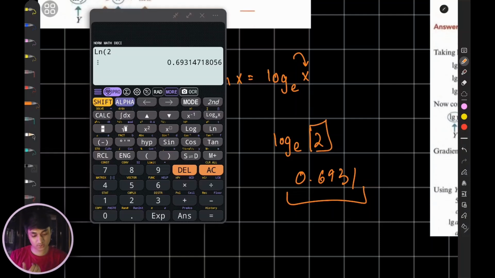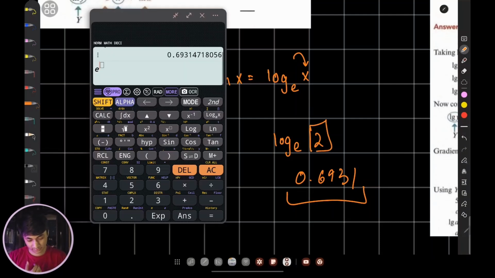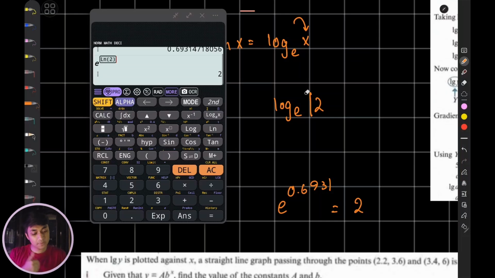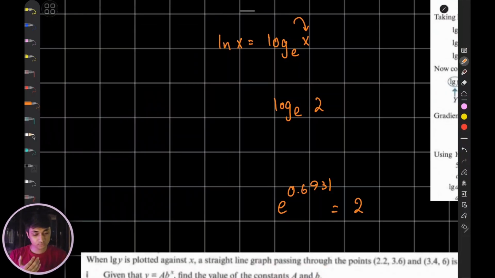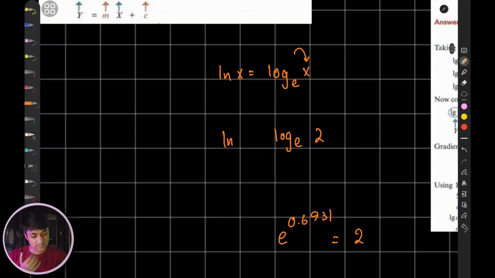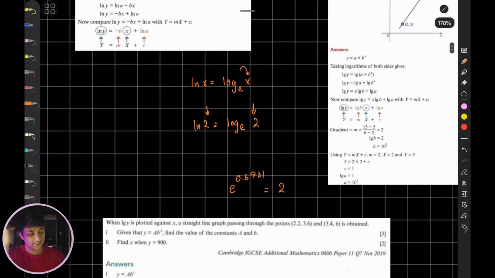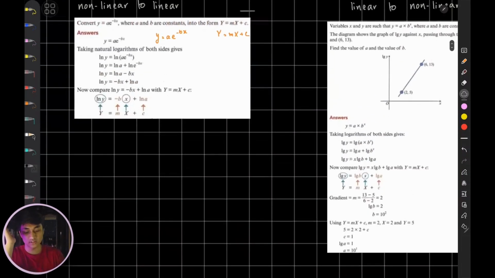So this is the power of e that I need to result in a value of 2. Can you check that? Yes, we can. e to the power of 0.6931 is nothing but 2 again. So ln of 2 is telling you what power e needs to have to result in a value of 2, right? If that is clear, that is basically a refresher from chapter 5. If that is clear, we can work with the equation.